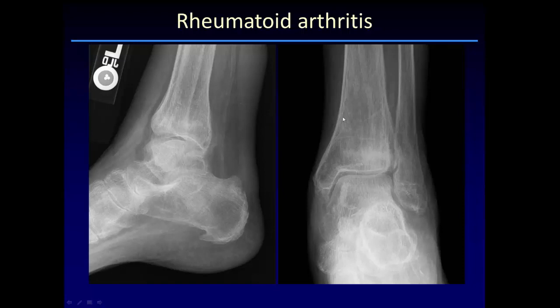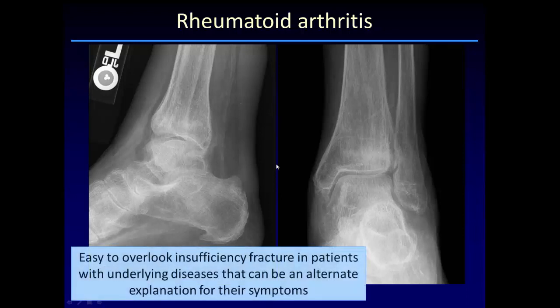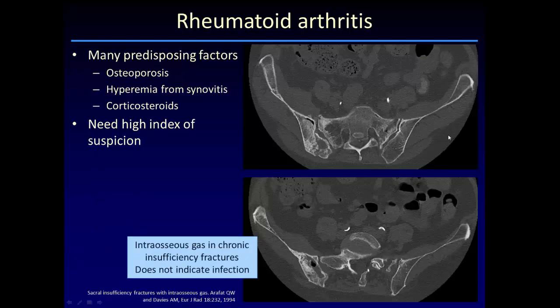So you can see that in a patient with an underlying disease, things can get very, very complicated because your eye is distracted by all of the other features, and it's tempting to ascribe all of the changes related to rheumatoid arthritis. So it's easy to overlook insufficiency fractures when patients have underlying diseases.